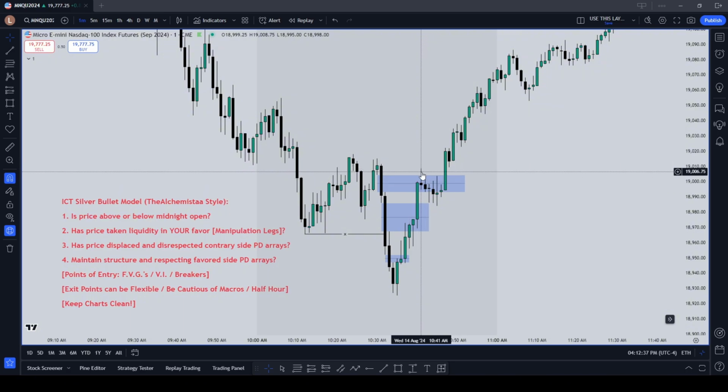It's slightly respecting it, but look at the damage. We continue to keep wicking out of it, showing damage. That's not what you want to see if you're bearish. We blew through 3 PD arrays, and this is a manipulation. Like, why did I just say that again?